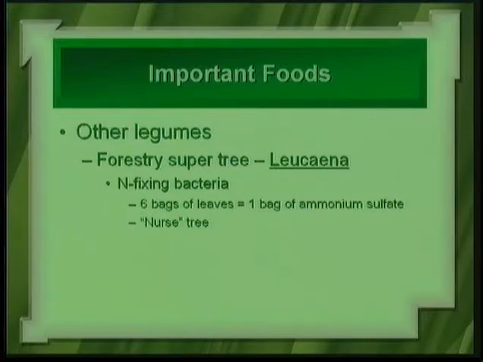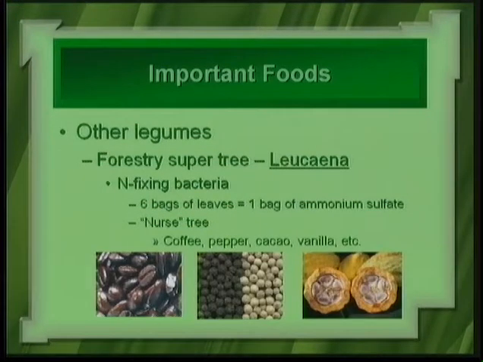Another thing that Leucaena has been used for, it's used as a nurse tree. It provides shade and windbreaks for certain important crops, including coffee, including black pepper. This is black peppercorns, these are white peppercorns. The only difference between them is that the white peppercorns have had the black part taken off of them. That's why white pepper is more expensive than black pepper, because it's more processed. Usually the more you have to handle something, the more expensive it is.